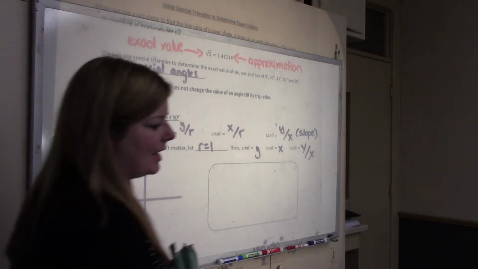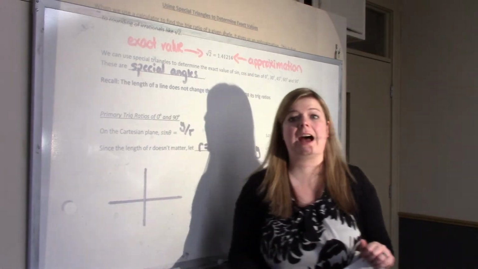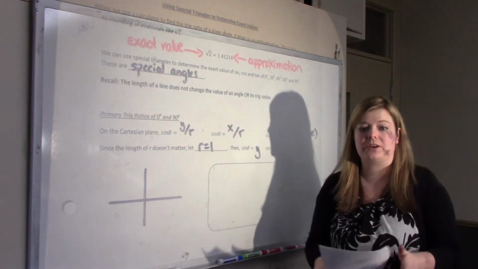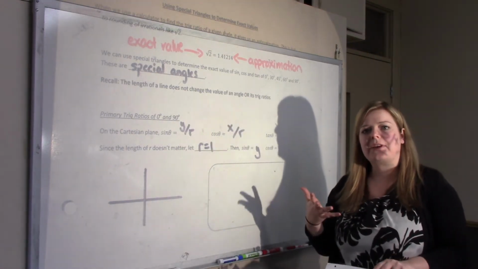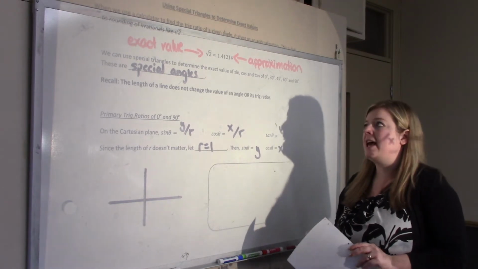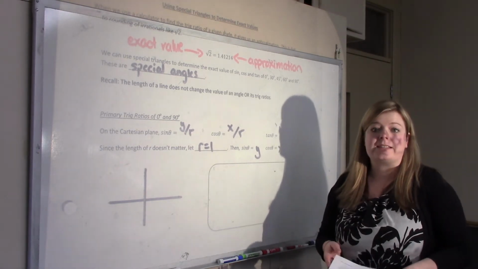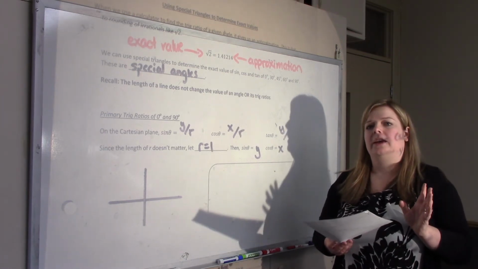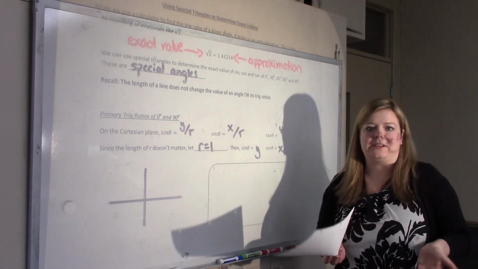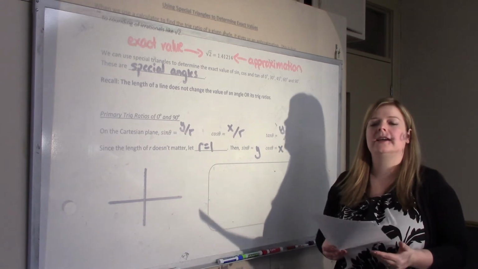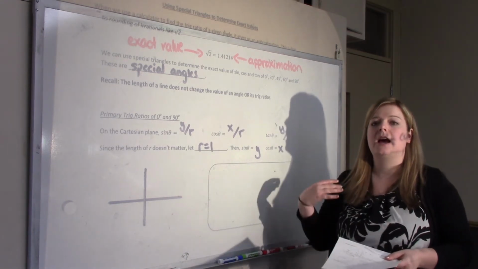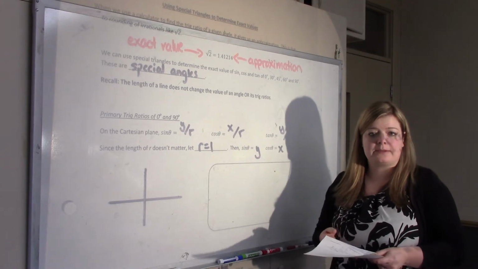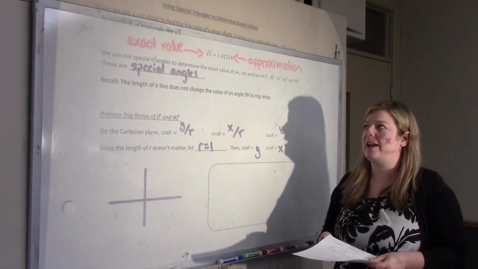Hi guys, today's lesson is all about how to find an exact value of a trig ratio. So we're going to develop some special triangles that will allow us to come up with the exact value instead of having those ugly decimals like sine theta equals 0.4237921 or something like that. Instead we're going to have ratios that use roots and other types of fractions, okay?